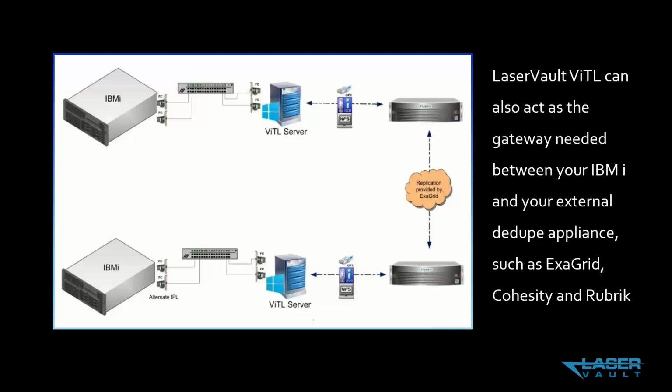So our VTL solution as a gateway means that we're going to be able to write directly to an SMB or NFS share on storage, or an iSCSI mount of storage, without having to store backups on a VTL server. It just passes the data right on through directly to your storage. Therefore, you're leveraging your existing storage for your IBM i backups.